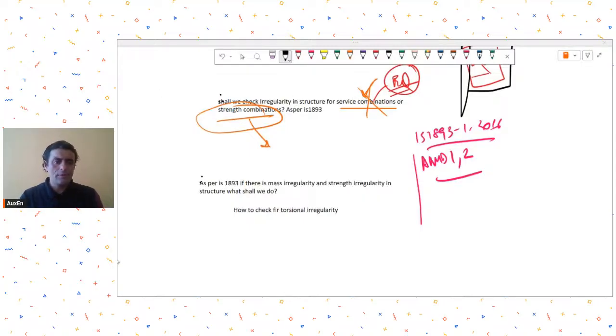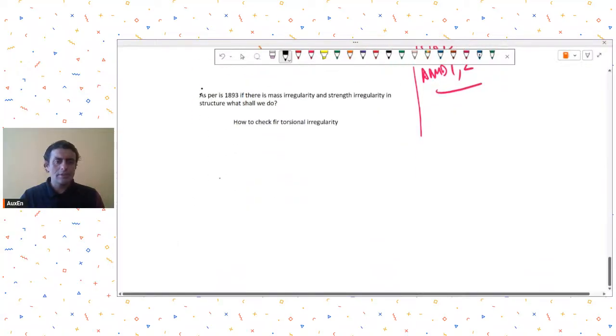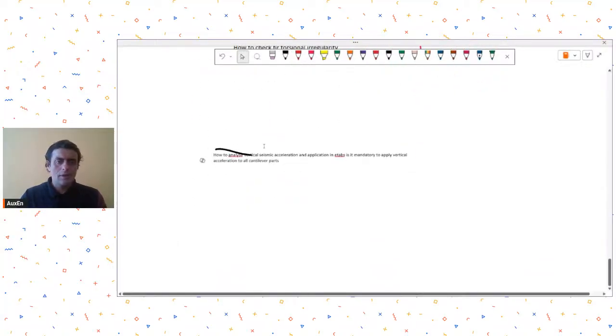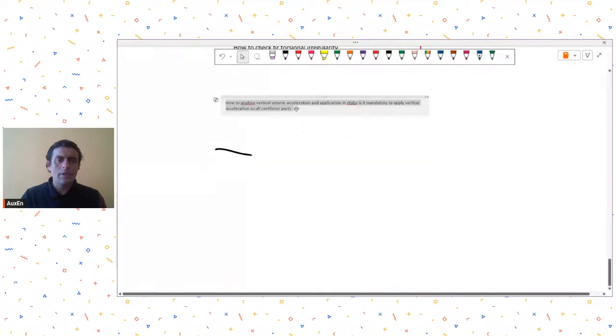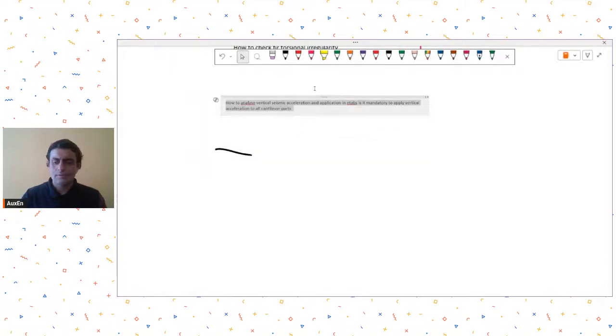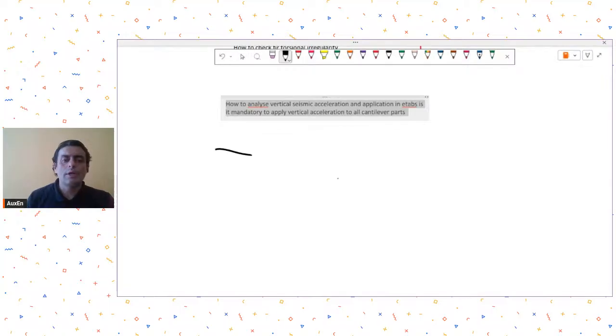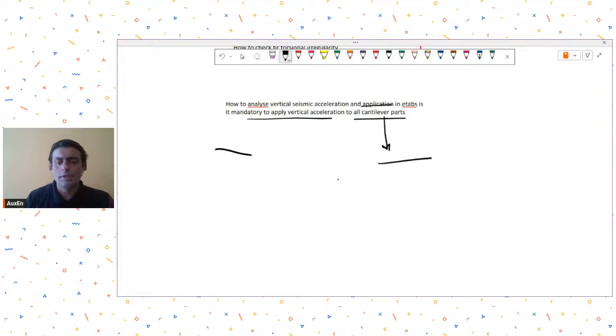Okay. Engineer Rishabh Thakre is further asking how to analyze for vertical seismic acceleration and its application in ETABS. Is it mandatory to apply vertical acceleration to all cantilever parts? You go through the code. They have told you for which type of cantilevers you are supposed to assign the vertical acceleration and check for it. Study IS 1893 Part 1. They have clearly defined it.